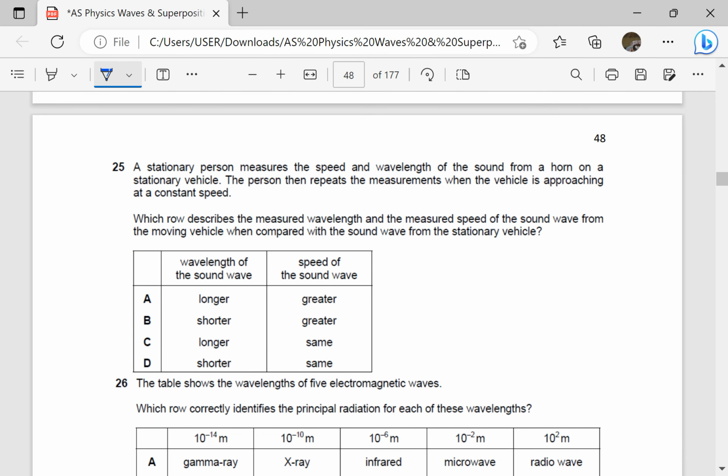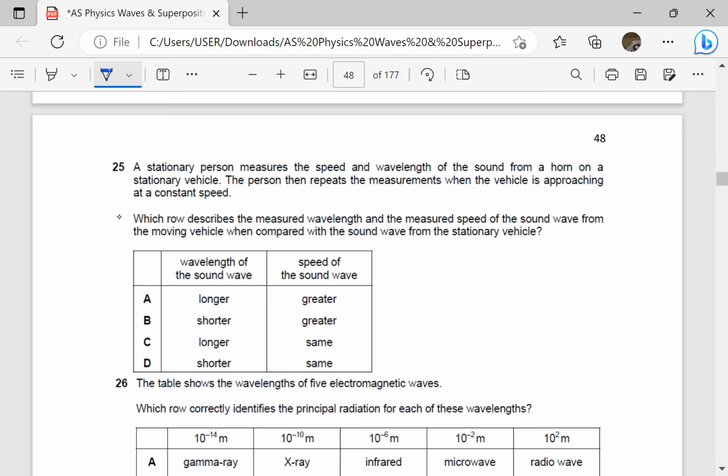A stationary person measures the speed and wavelength of the sound from a horn on a stationary vehicle. The person then repeats the measurements when the vehicle is approaching at a constant speed. Which row describes the measured wavelength and the measured speed of the sound wave from the moving vehicle when compared with the sound wave from the stationary vehicle?